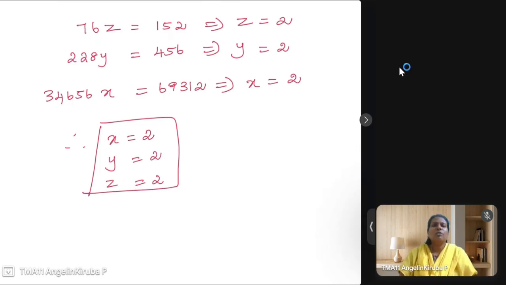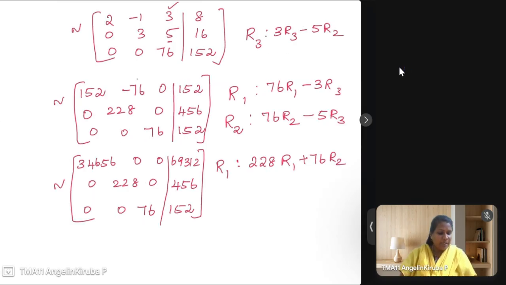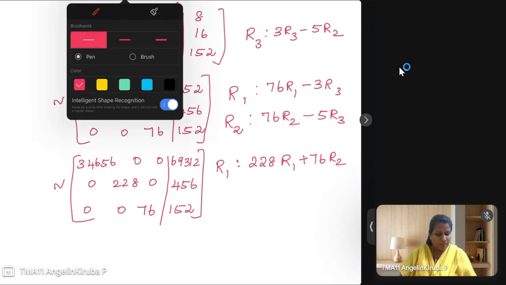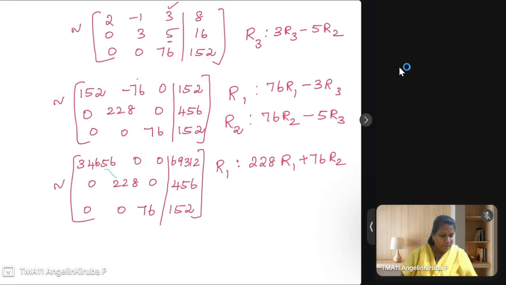Gauss-Jordan is an extension of Gauss elimination only. In that we convert the augmented matrix to a diagonal matrix. That is, you have to make the elements other than the diagonals 0. Just look at this matrix. You have elements only in the diagonals. The other part is equal to 0.